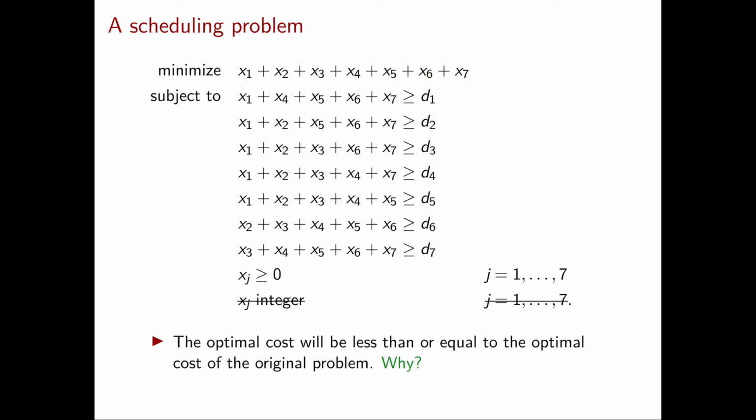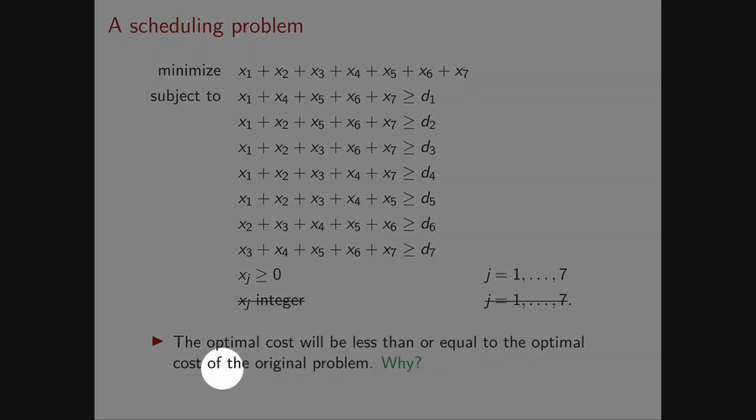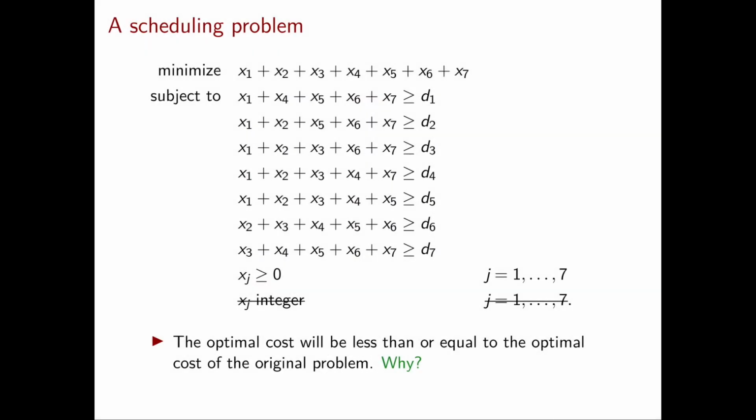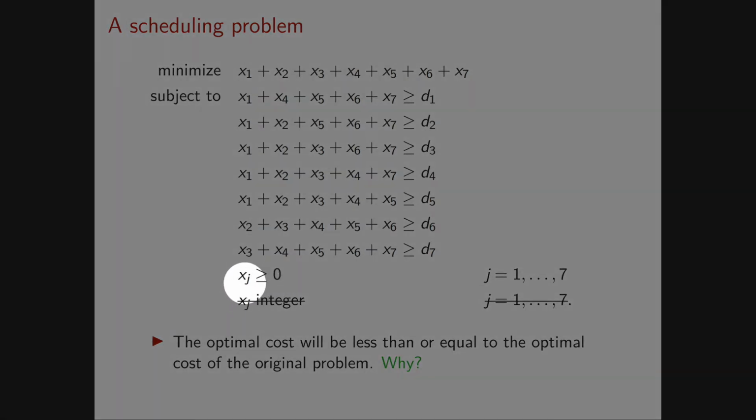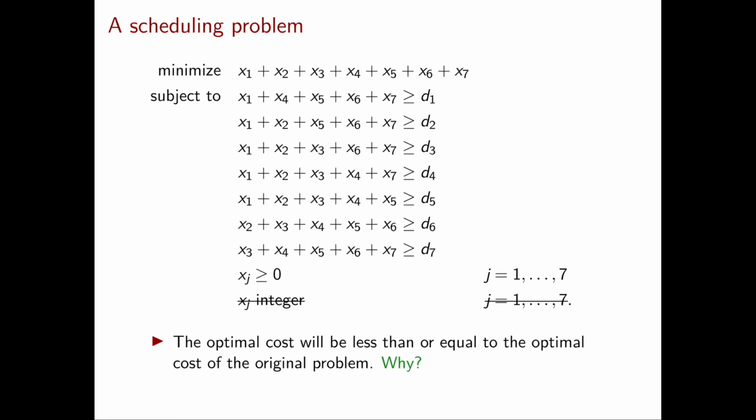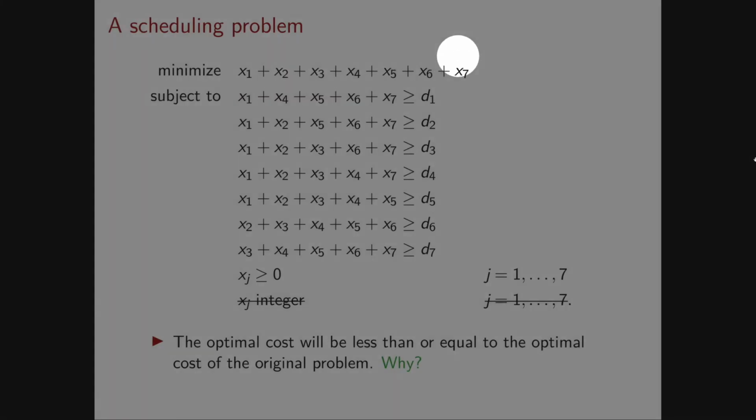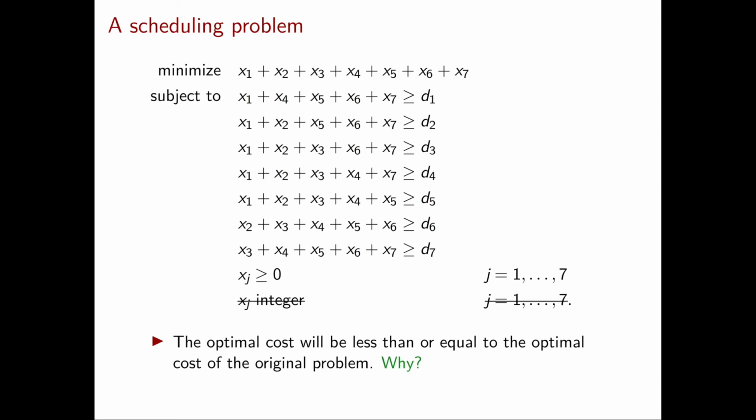Now, the first observation that we can make is that the optimal cost of the linear programming problem will be less than or equal to the optimal cost of the original problem. The reason is that any feasible point for the integer linear programming problem, of course, will be also feasible for the linear programming problem because it just has fewer constraints. Therefore, the linear programming problem has a feasible region that is larger than that of the original integer programming problem. Since we're minimizing the same objective function, then the optimal cost of the linear programming problem can only become smaller.